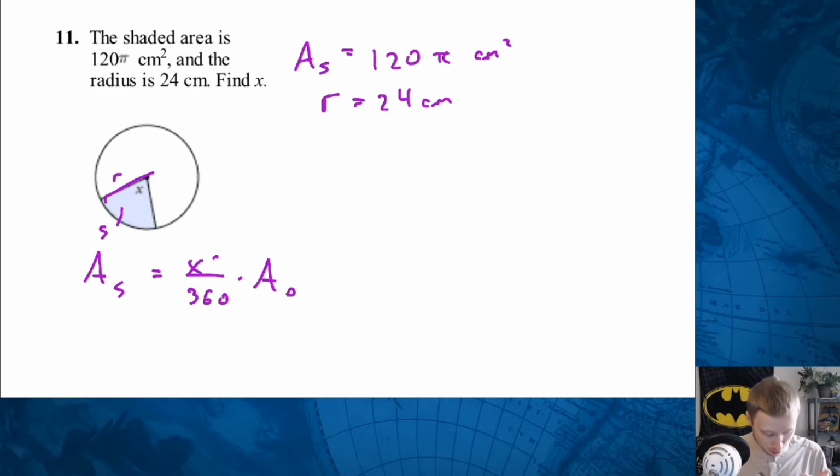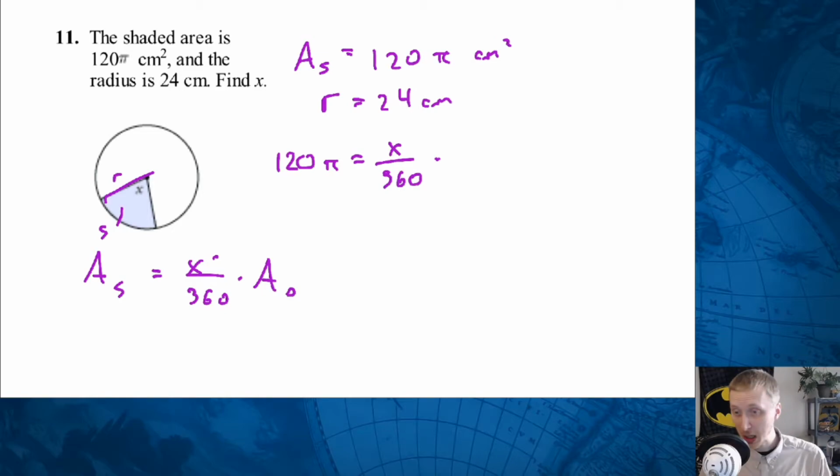Okay, so let's put in a few things that we know here. Area S, 120 pi, will be equal to that x out of 360 times the area of the whole circle, pi r squared. In this case, our r is 24. We're going to have to square that. That's our setup.